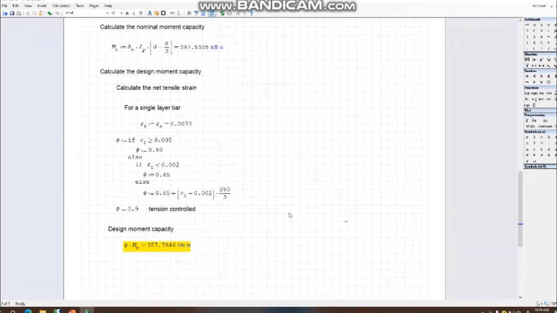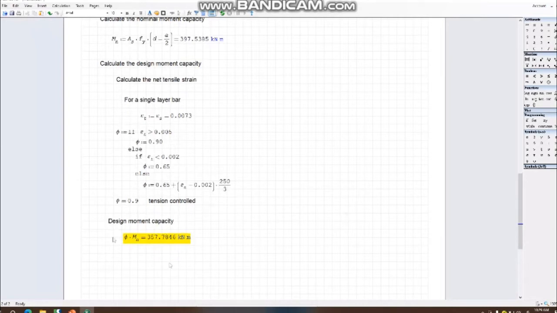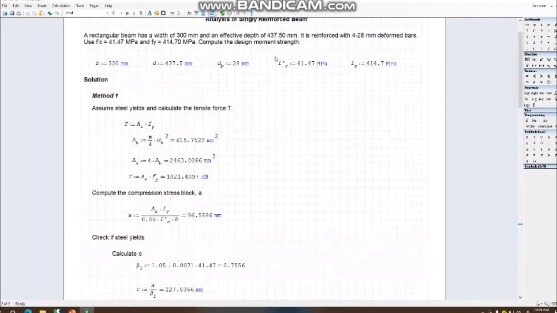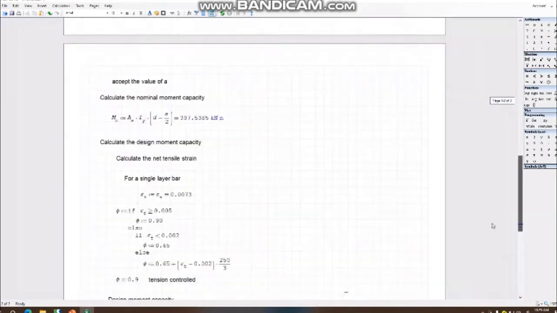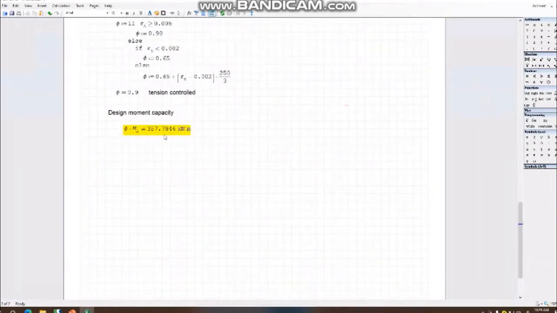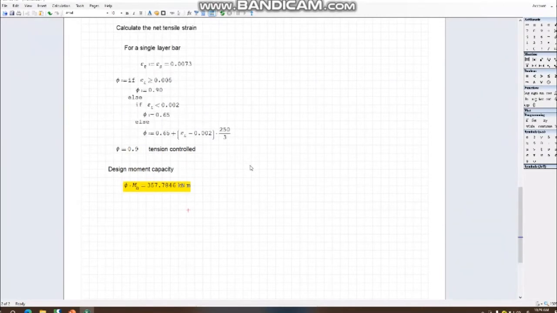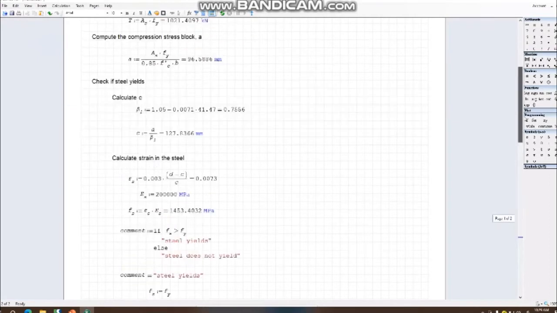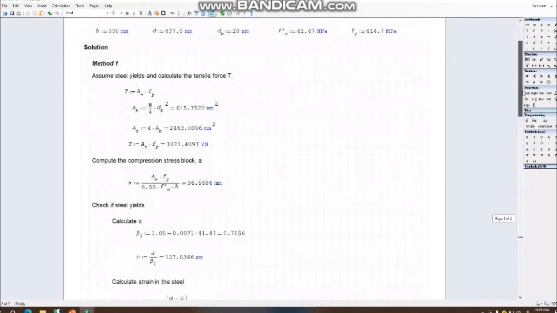So the design for this beam, the capacity can carry up to a bending moment of 357.78 kilonewton meter. No? So ang atong beam nga, ang section being 300 by 437.5 nga depth, tapos reinforced with 428 mm bars. Ang kaya talong nga moment ay niya is 357.78. So kung nalakay M yung 200 kilonewton meter, then kaya siya. Okay, so that is the method 1. So this is how to determine the moment capacity of a beam using method 1.